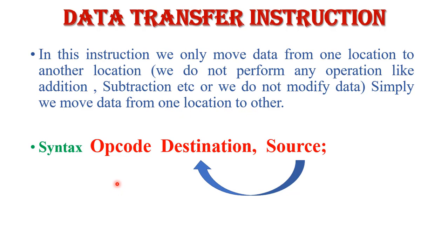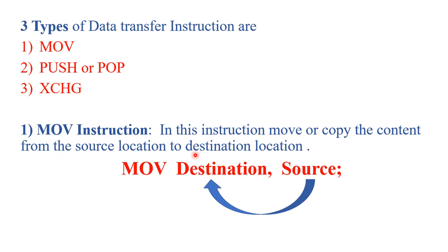As I have already told, this is the syntax of any instruction. On the left-hand side the opcode is given and on the right-hand side the operand is given. The data transfer instruction tells us to move or copy the data from the source location to the destination location. Now, there are 3 types of data transfer instructions. First is move instruction. Next is push or pop instruction. Third is exchange instruction. One by one I will discuss all the instructions.